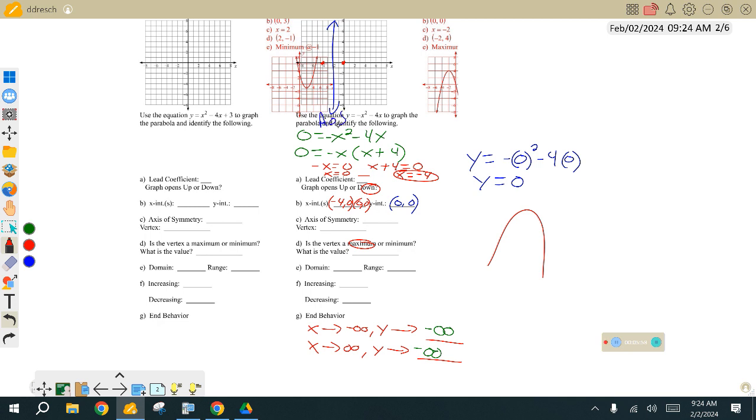I always like to draw that in because that helps me go down here in just a second. So as Caden just said, -2. And please say x equals. If you just tell me -2 next week, I'm going to mark it wrong. Axis of symmetry is an equation. x equals -2. -2 comma something is my vertex.